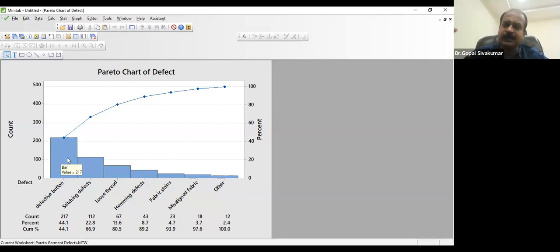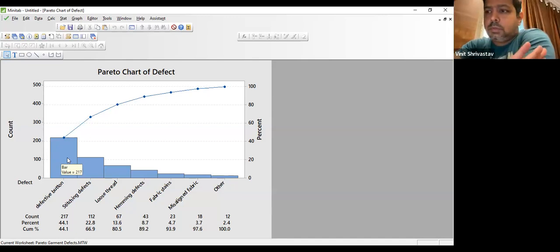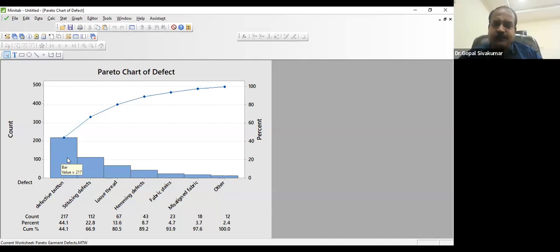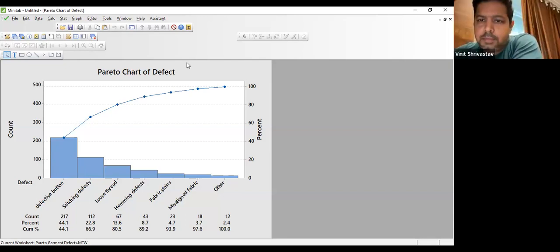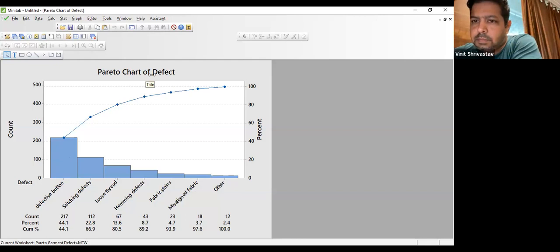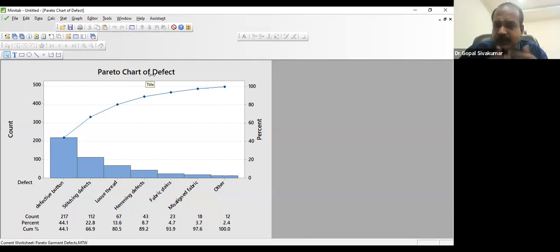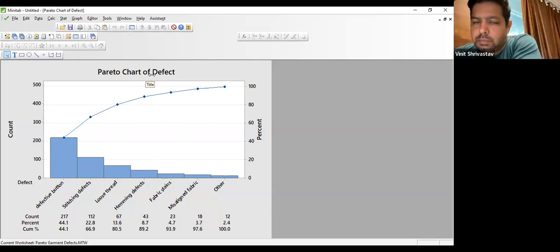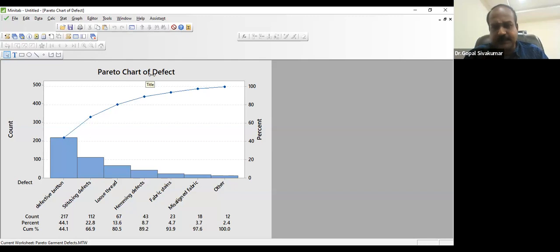You can always tell your boss, sir, defective button is the major problem. 44.1% of the defects are due to defective buttons. I mean, 44.1% of our cost of poor quality are due to defective button. In a month, it is happening 217 times. Now the problem is defined better, isn't it? You are now communicating better. And even if you don't explain, your boss himself will come to know all of this. That is the power of tools. That's the power of visualization.